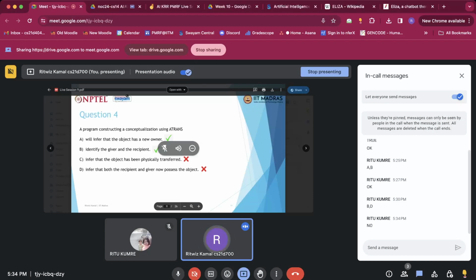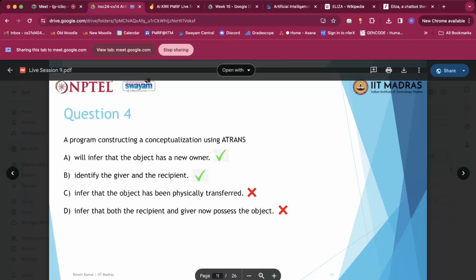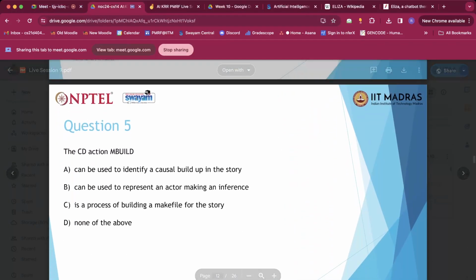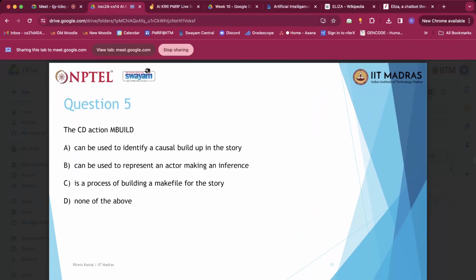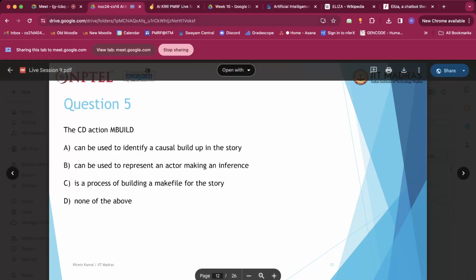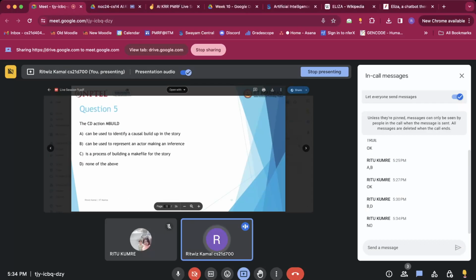Okay, that's great. Then let's move on to the fifth question for today, which refers to an action called mbuild. So the CD action mbuild, and we have to choose the option that will be correct in this case. Again, I'll give you a couple of minutes to think about it and then we can discuss the solution.